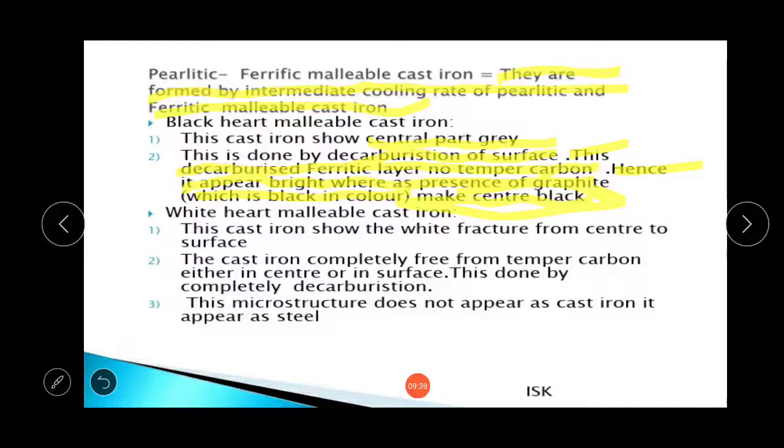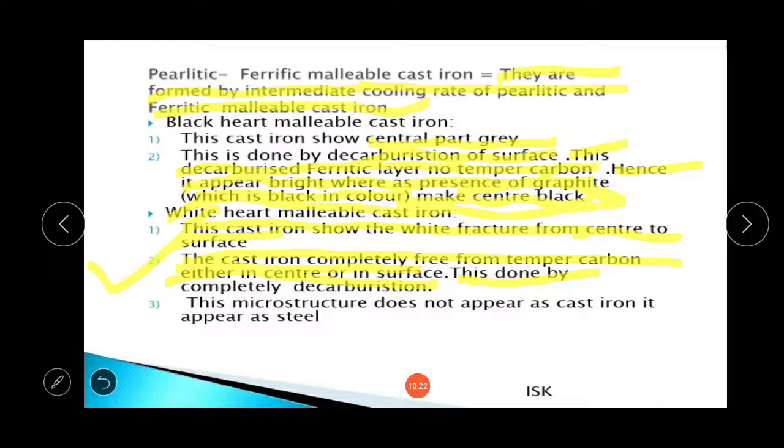Next point is white heart malleable cast iron. First point, this cast iron shows a white fracture from center to surface. Next point, the cast iron is completely free from temper carbon, either in the center or the surface, due to complete decarbonization. This is the most important point. The second point is most important.